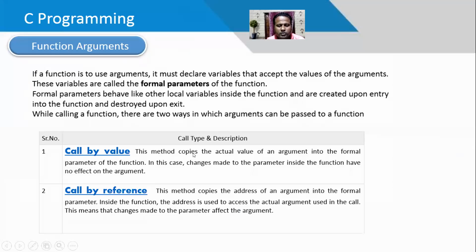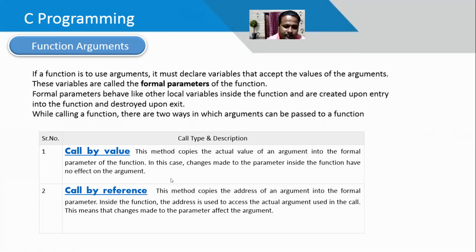The call by value method copies the actual value of an argument into the formal parameter of the function. In this case, changes made to the parameter inside the function have no effect on the argument. So if you do any kind of changes inside the function, it is not affecting your parameter.